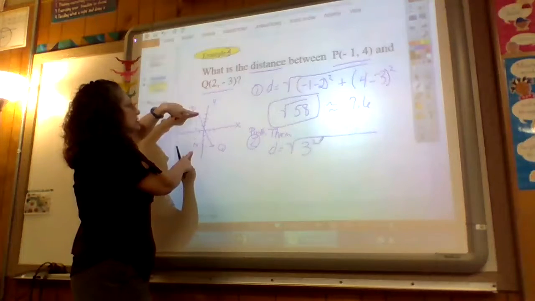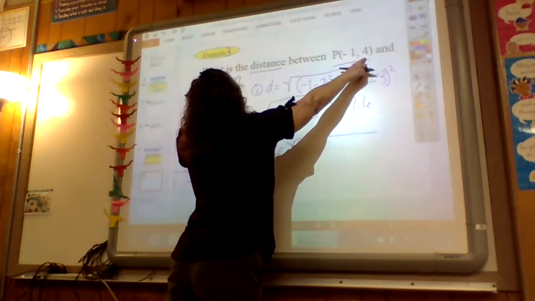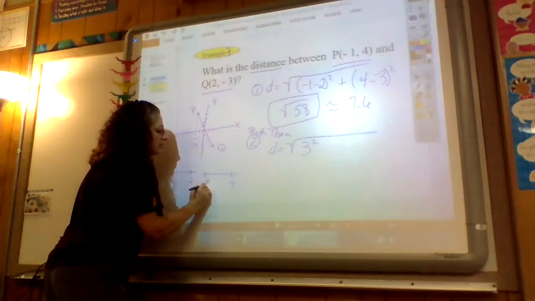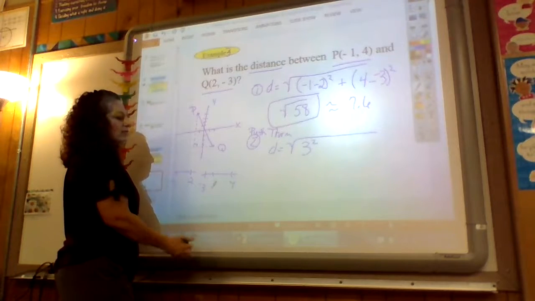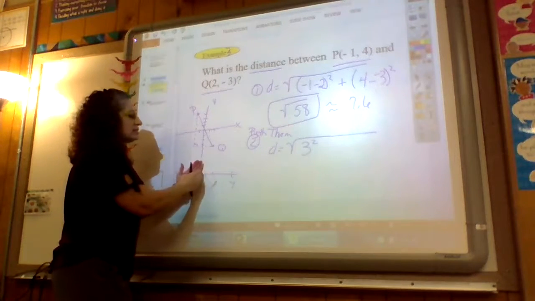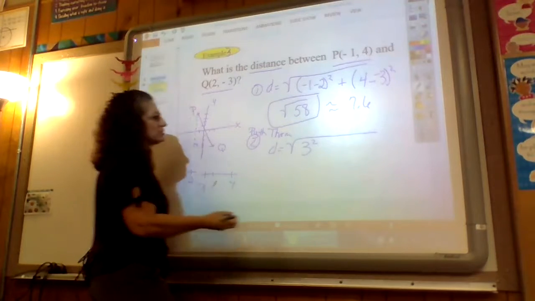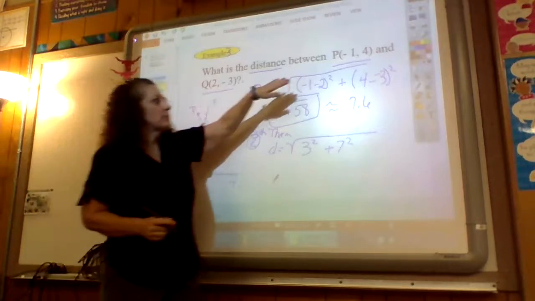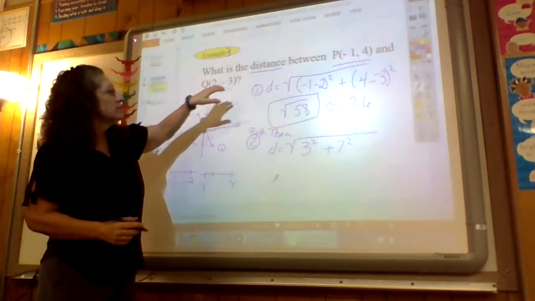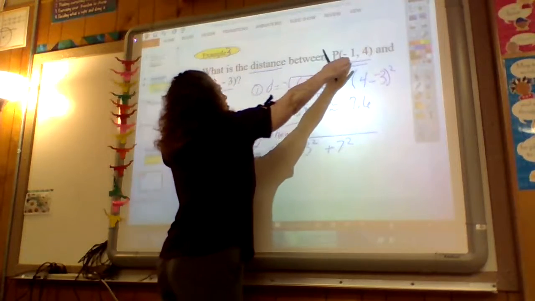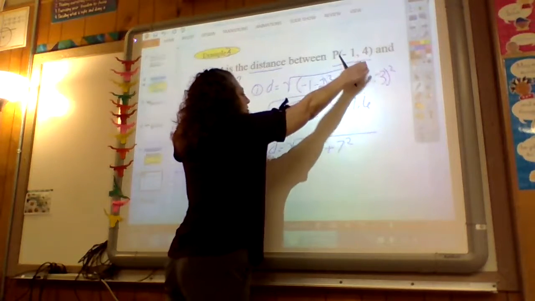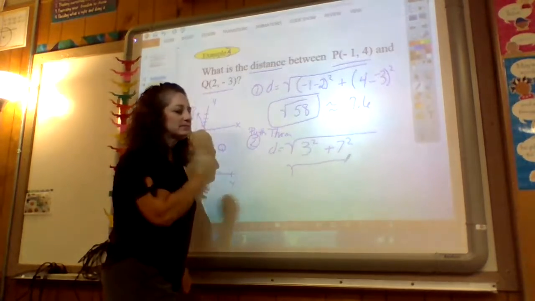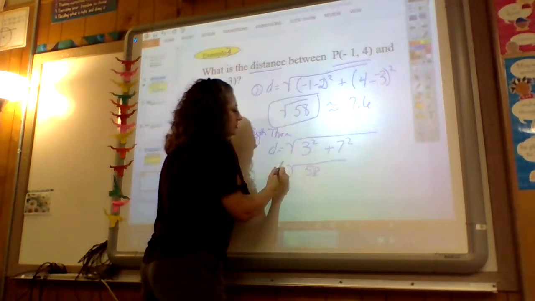Now, what is the distance between my y's? How far apart on a number line is +4 from -3? 8. 4 from -3. Oh, 7. 7. 4 this way, 3 this way. So my change in spacing is 7. So instead of actually plugging numbers in, I'm visually thinking the difference between these two is 3 spaces. The difference between these two is 7 spaces. Now look, 9 plus 49 is also the square root of 58.